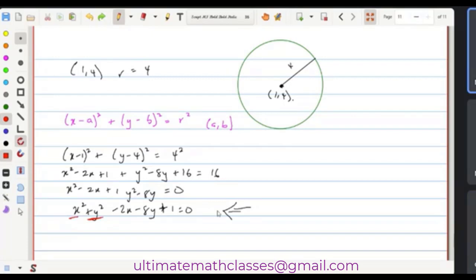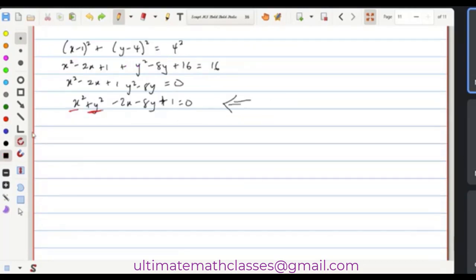Okay, so let's do another, more challenging one. Find the equation of the circle with center 2, 3 and passing through the point 1, 5. So the center is 2, 3, and the point through which the circle passes is 1, 5.